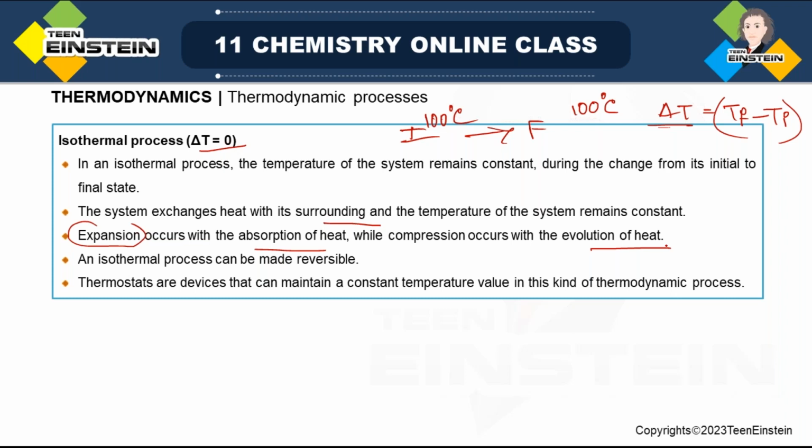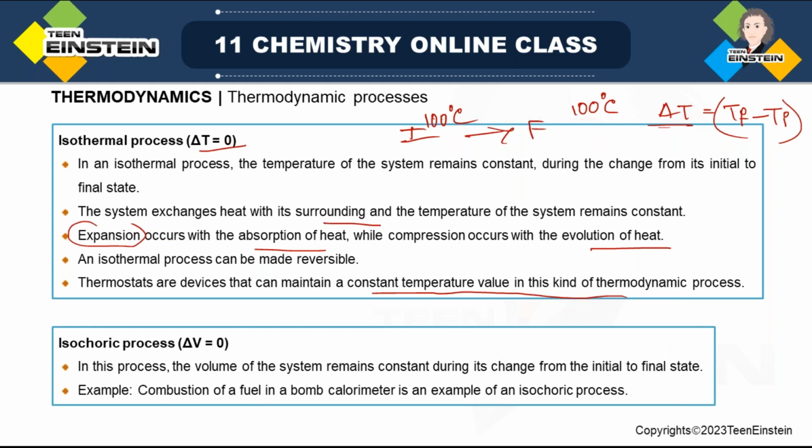Now reversible, irreversible, that also we have not finished. What is reversible or irreversible? When we read it, it will be clear to you. Thermostats are devices that can maintain a constant temperature value if you want to do the operation in the system isothermally. So if we want to do this process maintaining the condition that del T should be 0, we can take the help of a thermostat because it is such a device which will help us to maintain constant temperature.